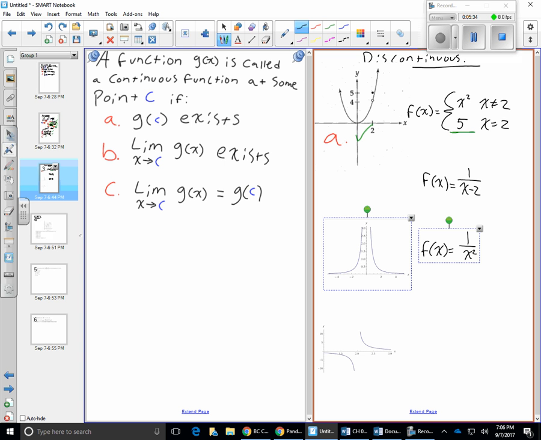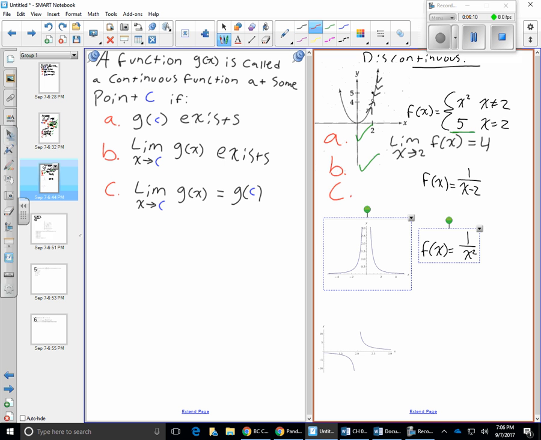Now b, well, the left-hand side is approaching 4, and the right-hand side is approaching 4. So b, in fact, also works here, because this limit exists. The limit as x approaches 2 exists, and this limit is equal to 4. So let's write that down. So we have the limit as x approaches 2 of f of x is equal to 4. So that exists, and that's fine.